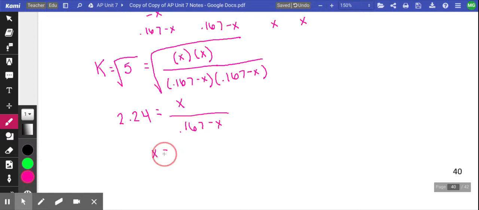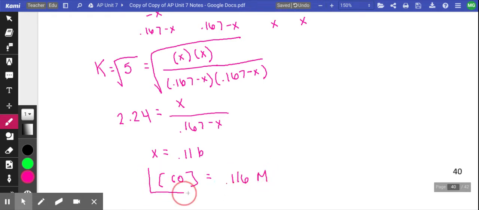Again, you could use the quadratic formula, but you should end up with the same answer, this X, this change, being equal to 0.116. They're asking me for the concentration of CO at equilibrium, which is equal to X. That's what we saw in this RICE table up here. So this concentration will be 0.116 molar.